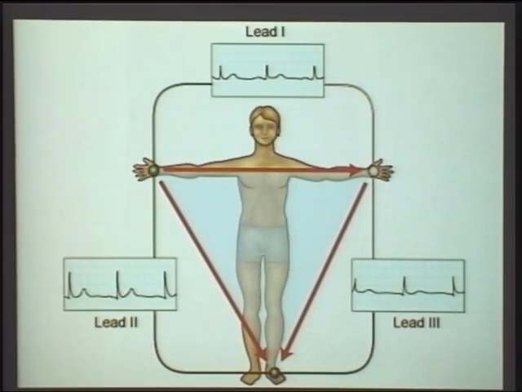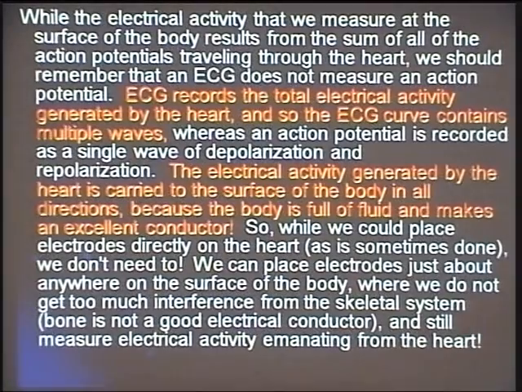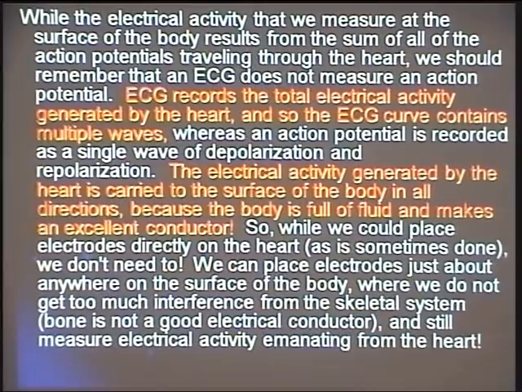The lead is an imaginary line. A lead is not a physical object. It is an imaginary line by which you understand that the electrical activity is traveling in this way. That is a lead. You imagine that from this area to this area the electricity is traveling in lead 1, in lead 2 the electricity is traveling like this, and in lead 3 it is traveling like this. So a lead is an imaginary line through which you understand the electricity is traveling.